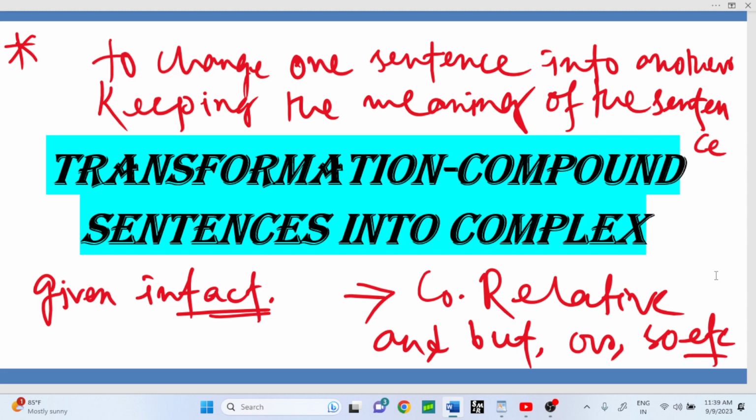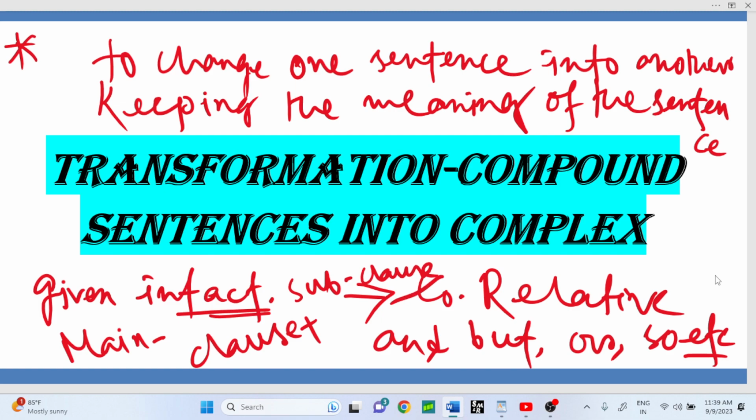Then a complex sentence, you must remember, contains at least one main clause and at least one subclause. A subclause can be divided into three categories: noun clause, adjective clause, and adverbial clause. And remember, we may transform one compound sentence into a complex one using a noun clause, adjective clause, or adverbial clause.